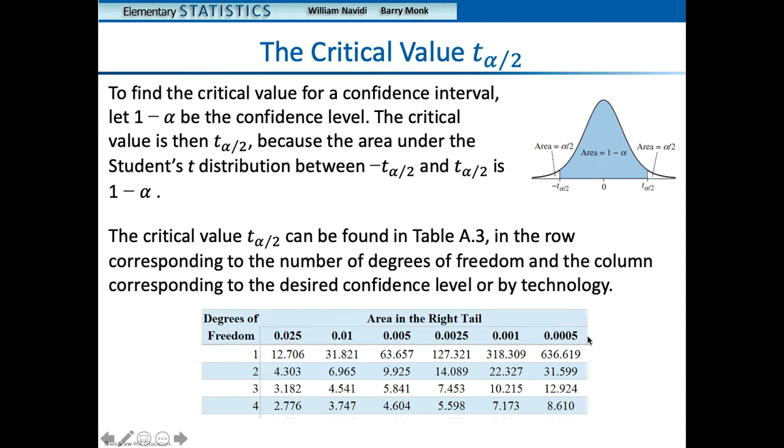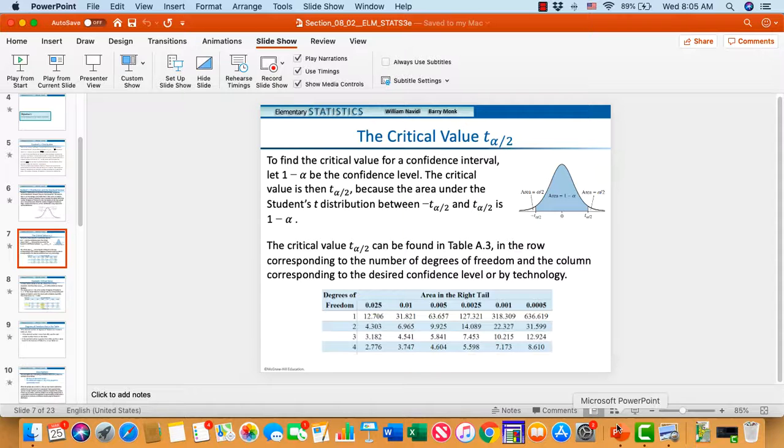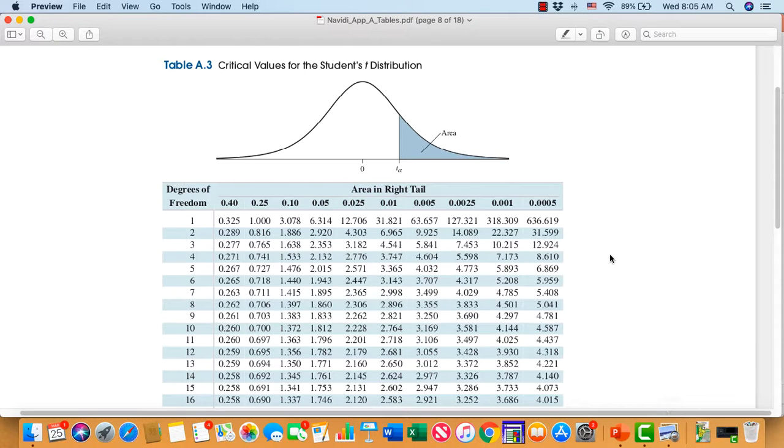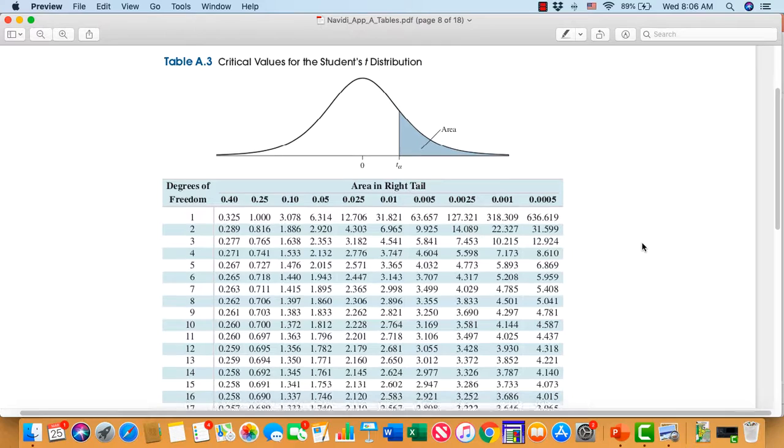This shows you a brief snapshot of a little bit of the table. I want to pull up the full table, which is right here. So you got a diagram at the top there of your student's t-curve. The way the table is structured, you have degrees of freedom on the left here, and then the numbers in the main body of the table are your critical values. This row at the top, labeled area in right tail, we will not use that at all for confidence intervals. When we get to talking about hypothesis testing, we'll use that portion of the table.